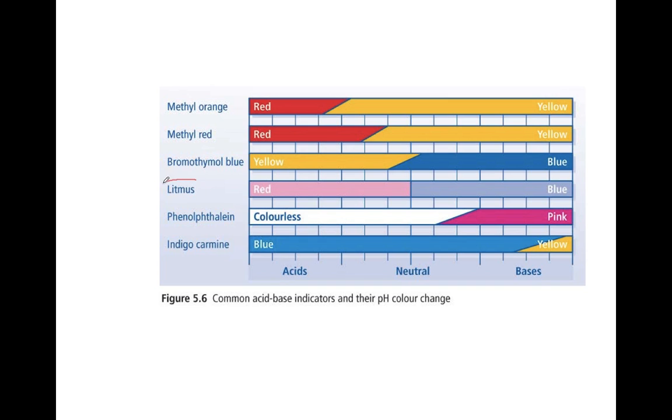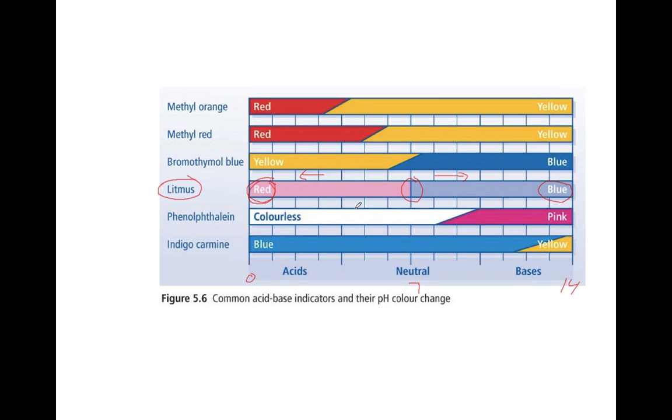So litmus paper is red at a pH, this represents 0, 7, and 14. So right in the middle, you have a neutral solution. Blue stays blue and red stays red. To the right of that, red will turn blue if it's a pH above 7, and blue will turn red in a pH below 7.